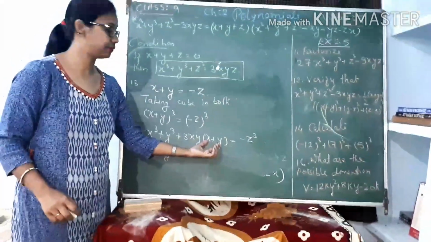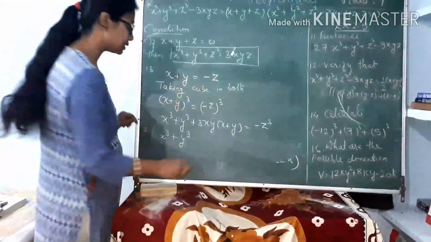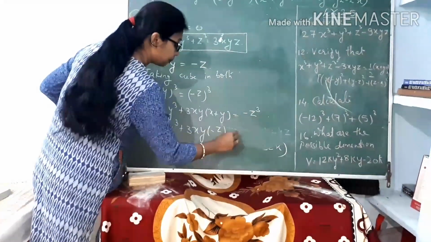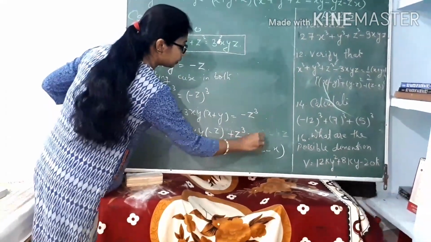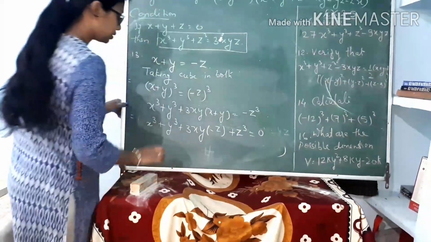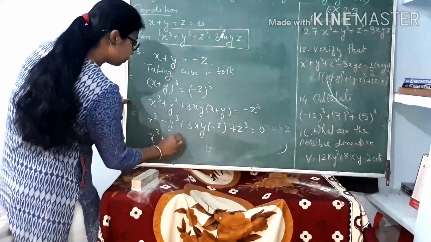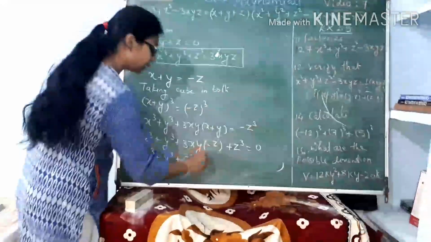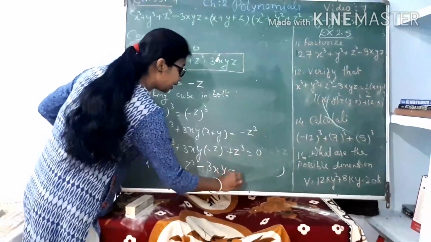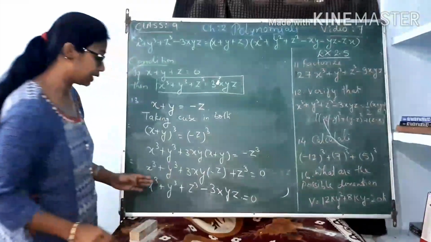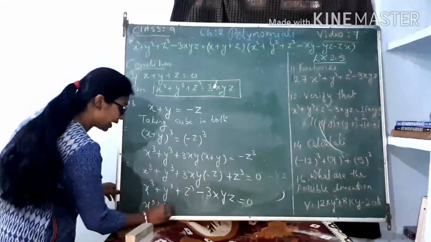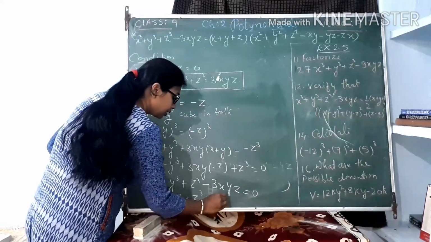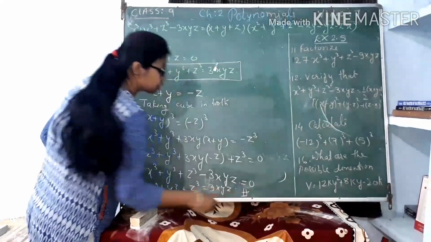What can you write down? x plus y is minus z. So 3xy, this is minus z, and plus z cube equals 0. So now x cube plus y cube plus z cube, this z multiplied by minus 3xy gives minus 3xyz, equals 0. In the next step, x cube plus y cube plus z cube, bring this 3xyz to the other side. So this is your solution.